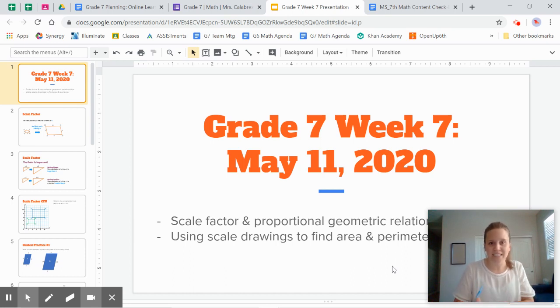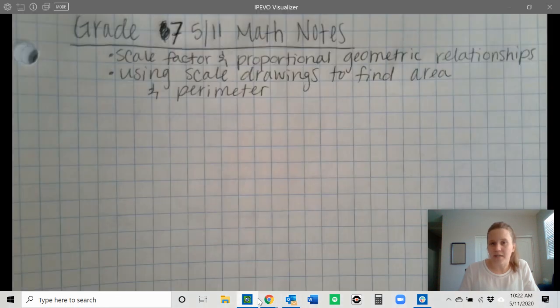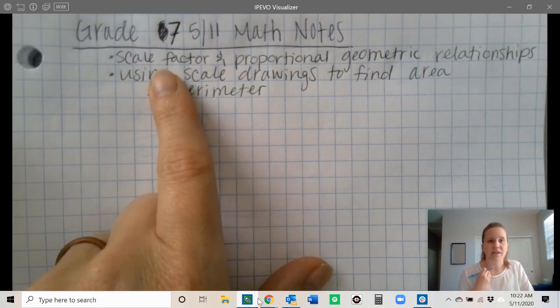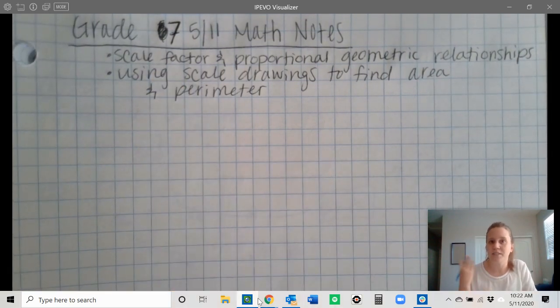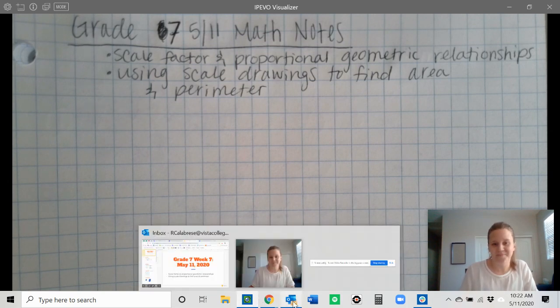So we're going to start today with scale factors and proportional geometric relationships. We're also going to use scale drawings to find area and perimeter. So go ahead and set up your notes with these two topics. That way, by the end of the week, when you need to go and remind yourself about scale factor when you're taking that quiz, you can find your scale factor notes really quickly and easily. Please pause the video here if you need a little bit of extra time to finish that. Awesome.